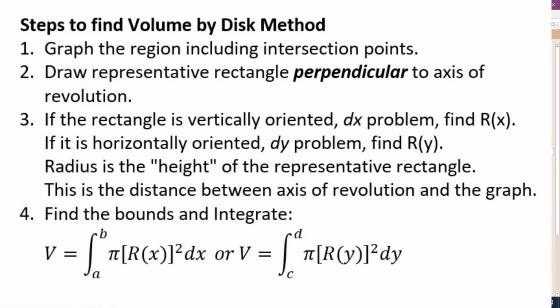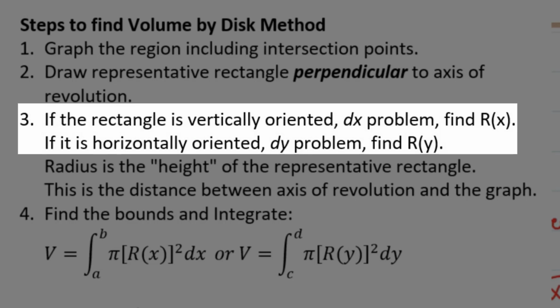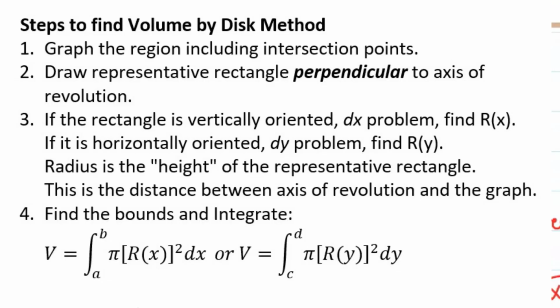Your representative rectangle is your clue, because if your representative rectangle is oriented vertically, then the thickness of that disk is dx. So you know it's a dx problem. That means when you find your radius, you're finding a function of x's. The formula for your radius will have x's in it. On the other hand, if it's oriented horizontally, it's a dy problem, so your radius will have y's in it.